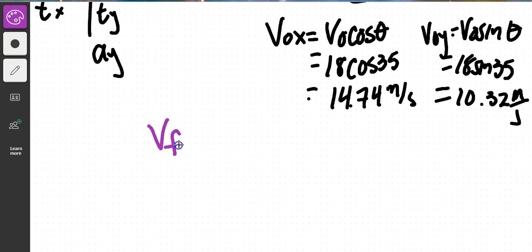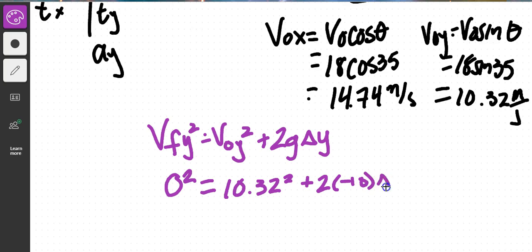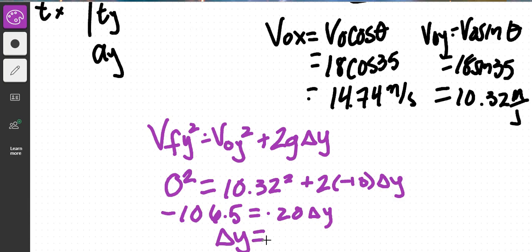So this formula is v final y squared is equal to v initial y squared plus 2 gravity times delta y. So what we're looking for is delta y. So v final is going to be the velocity at the peak, which is going to be 0. V initial is going to be the initial velocity in the y direction of 10.32 squared plus 2 times negative 10, and we're looking for delta y. So 10.32 squared is going to end up being 106.5. So we have negative 106.5 equal to negative 20 delta y, which gives us a maximum height after we solve of 5.33 meters. That's solving it that way.